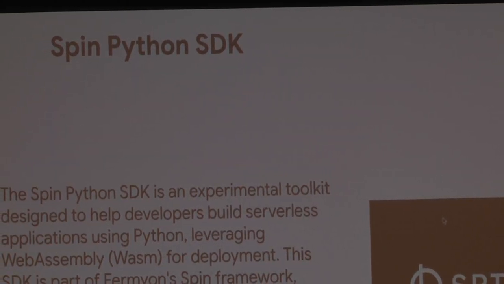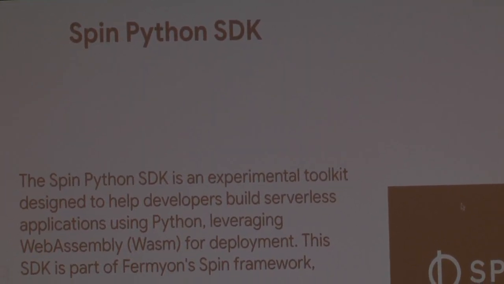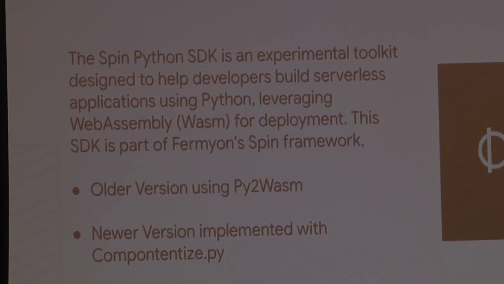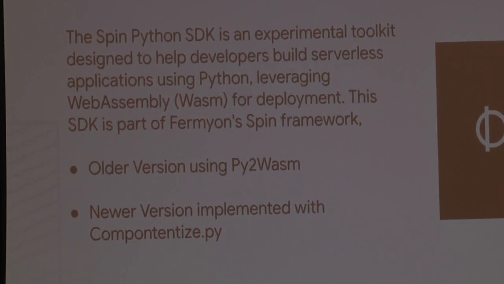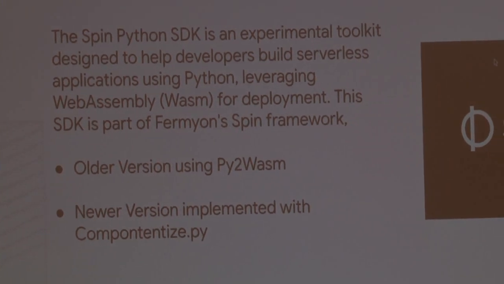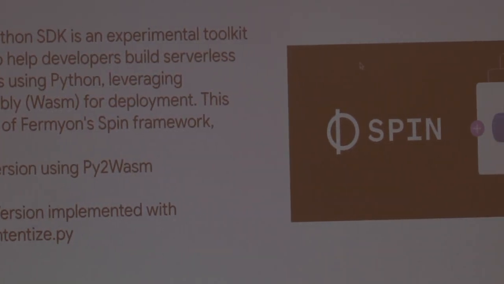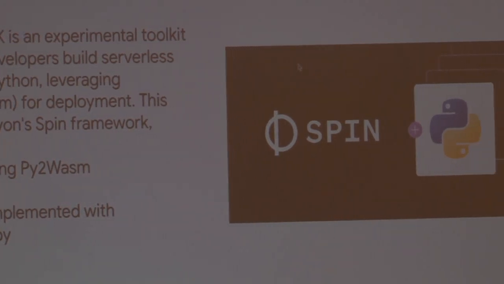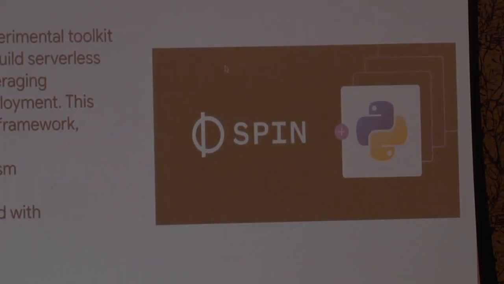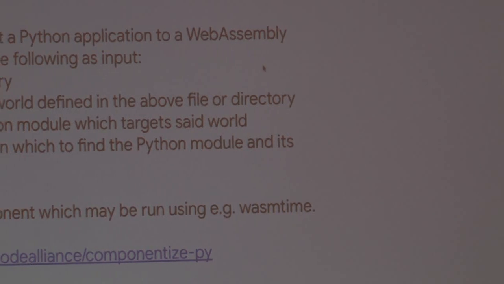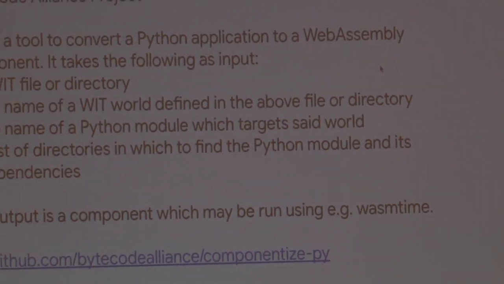So specifically when it comes to Python, as I mentioned, Spin is a universal format. So you can use any programming language and convert that into a Spin project, but there is a dedicated Python SDK. Now, the older version for this used Py2wasm, which is basically based out of CPython. But the modern version of being able to leverage this is something that we call componentize.py. Excuse me if I butcher that name. It's a bit difficult to pronounce.